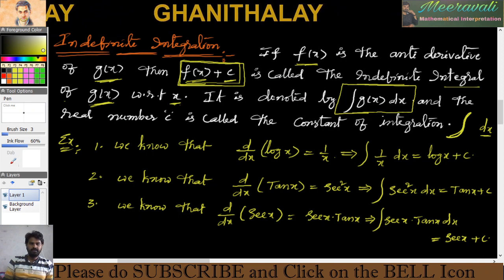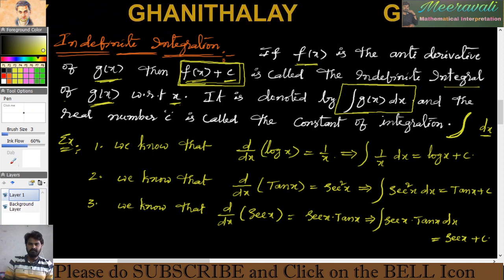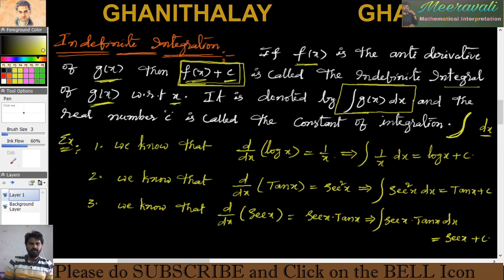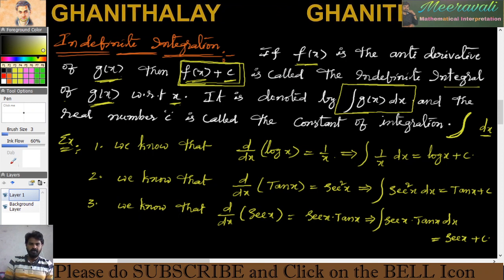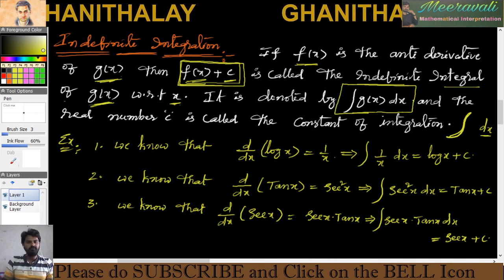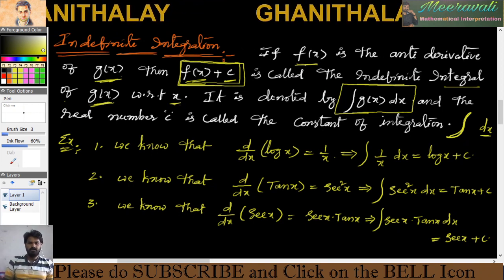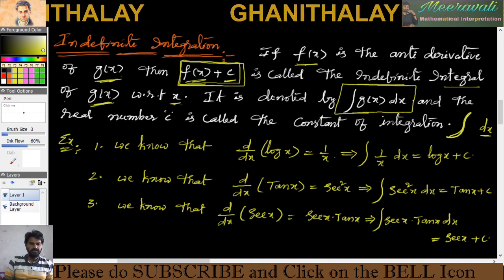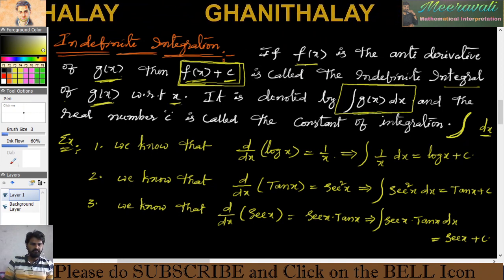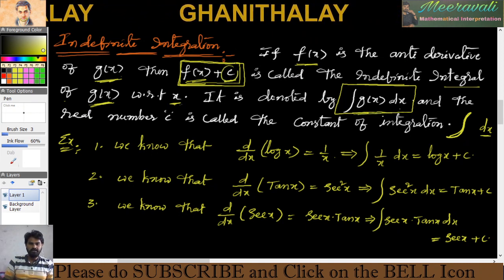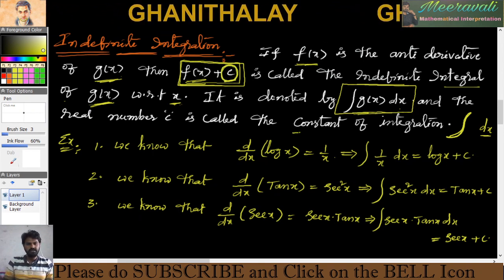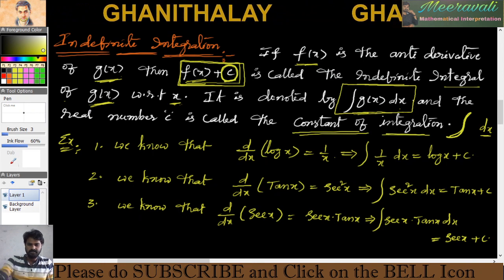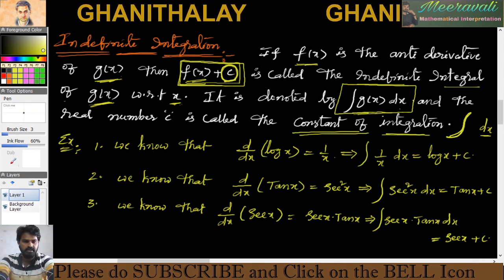Okay, so that is, if f of x and g of x are two functions, if f of x is the antiderivative of g of x, then f of x plus c is called the indefinite integral of g of x with respect to x. It is denoted by integral g of x dx. Here we have taken the c value, where c is called the integral constant. What is that? Constant of integral. C is called the constant of integral.